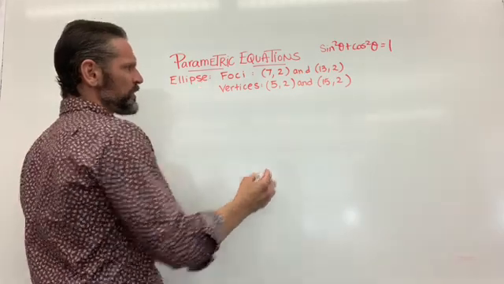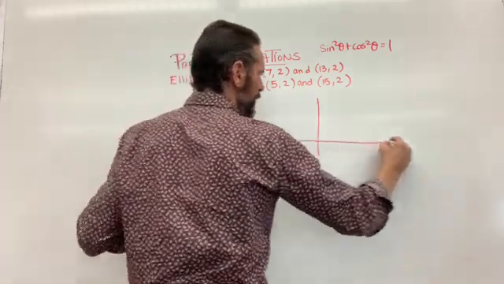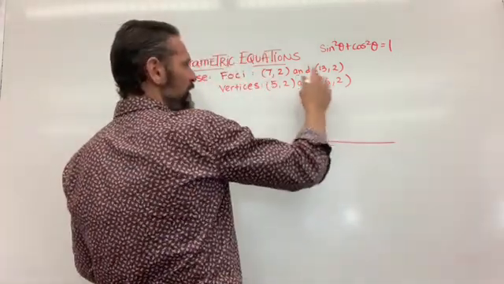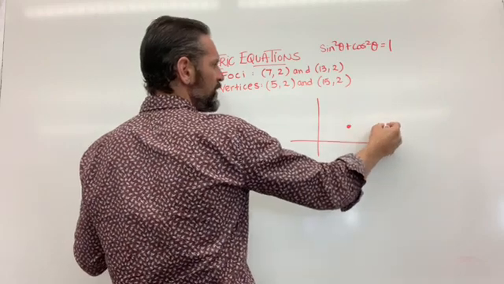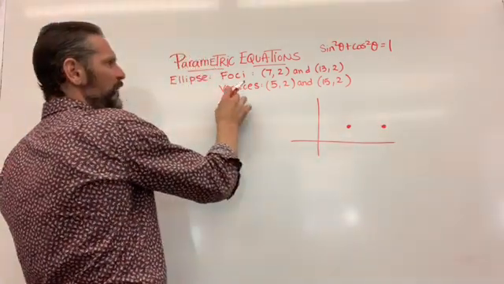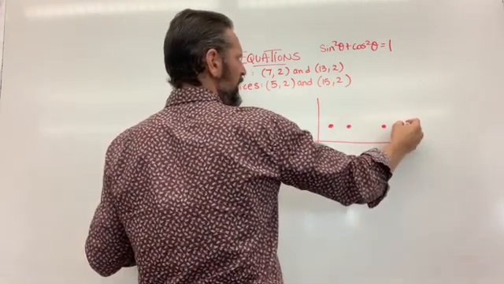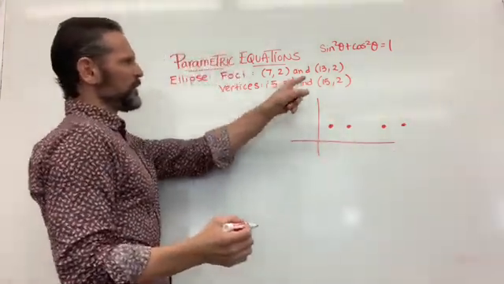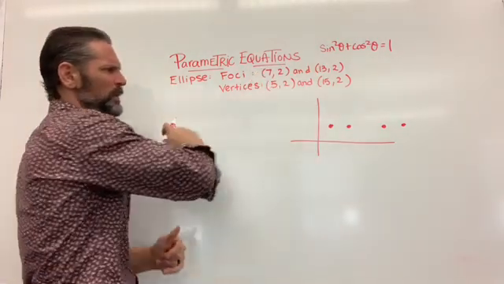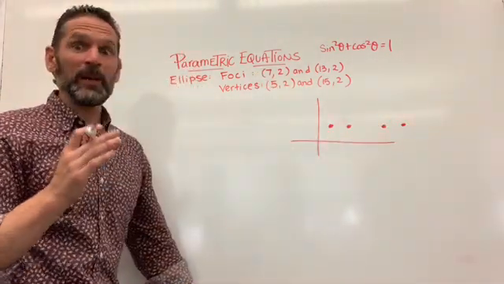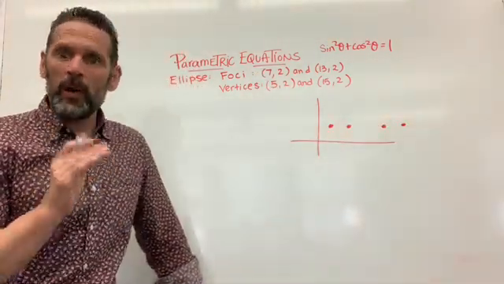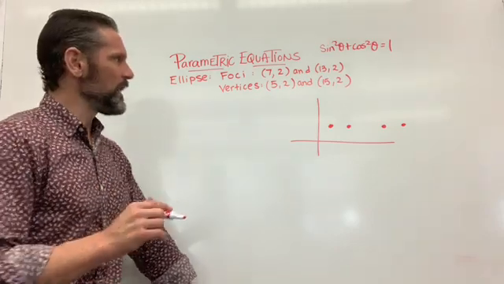You're given foci at, I can just draw a rough sketch, at (7, 2) and (13, 2), and vertices at (5, 2) and (15, 2). Now, since our y's are all 2, it's all going to be in this horizontal line, and we can quickly ascertain that we're going to have a horizontal orientation.